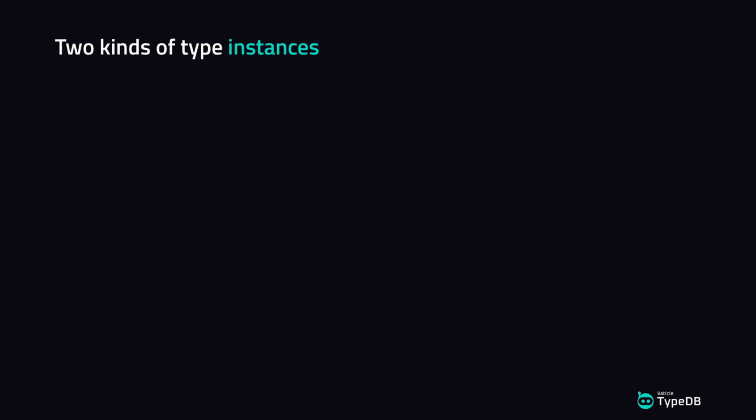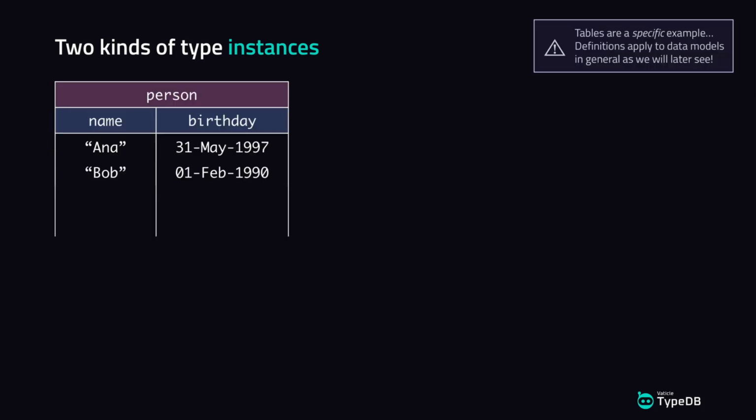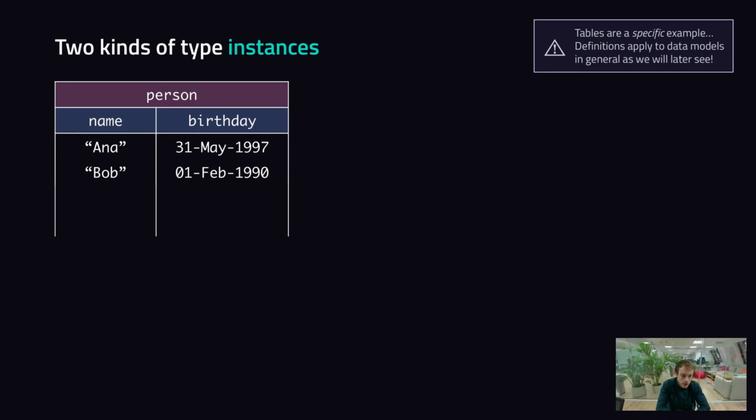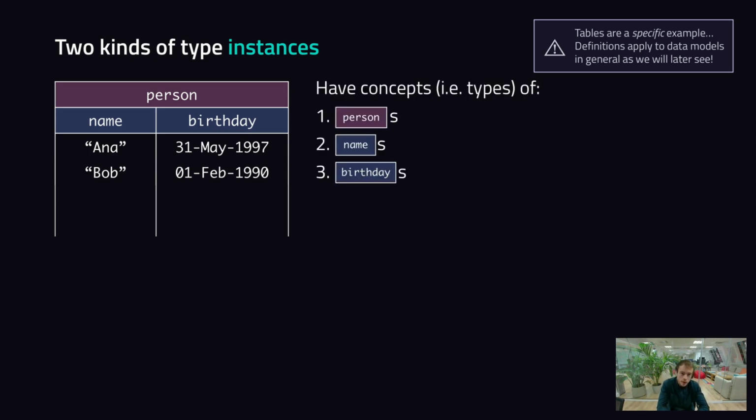And I want to illustrate that with a short example. And I'm going to use a table to organize my data here as an example, but I do want to highlight that tables are a very specific example, and the definitions that we're going to come up with do apply to data models in general. So looking at that table, it's a table titled persons, and it has two columns, name and birthday. And these are the key components that organize our data. So these are the categories for our data, so we can note that down.